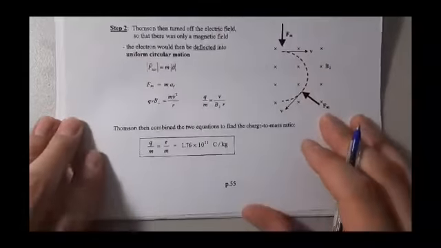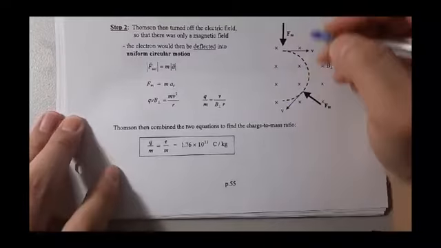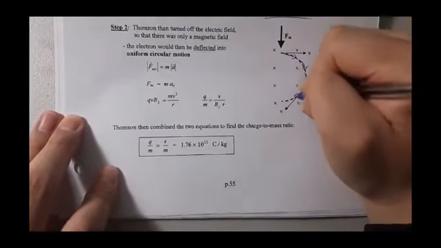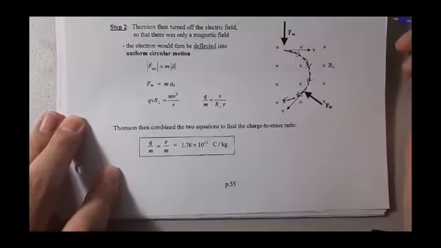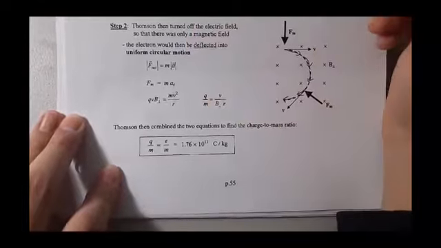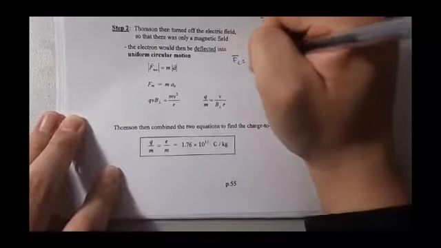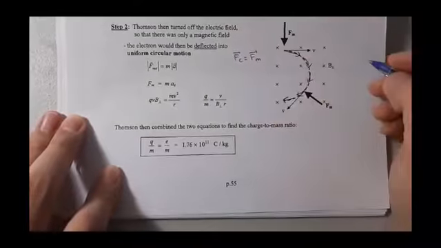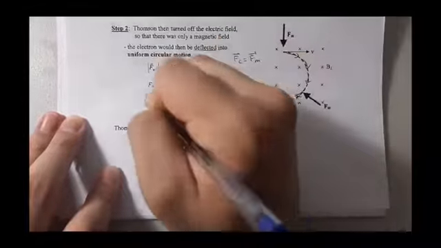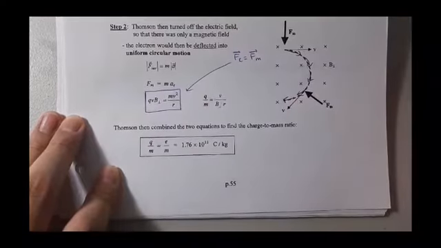And step number 2. He also knows that when it comes to the force perspective, we have a circular motion. That means Fm is equal to F net, which is Fc. And using this, we know that qvB is equal to mv squared over r.